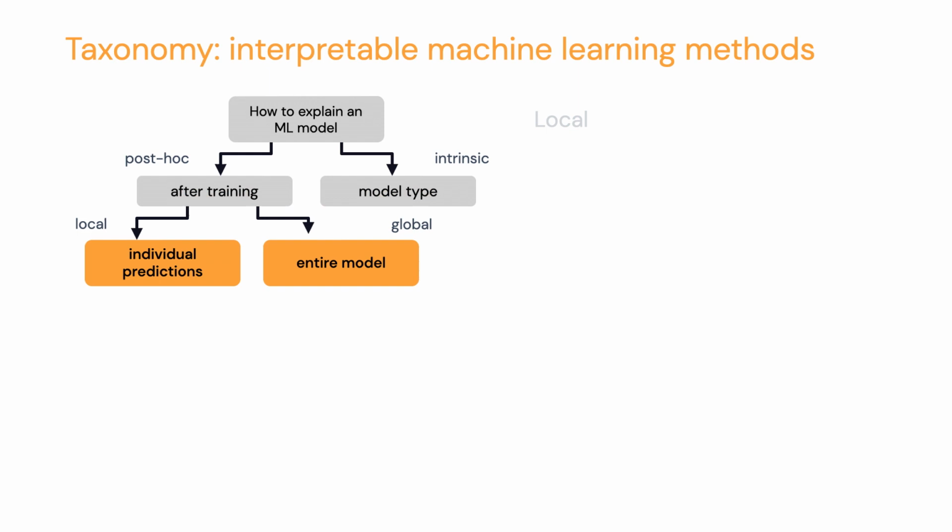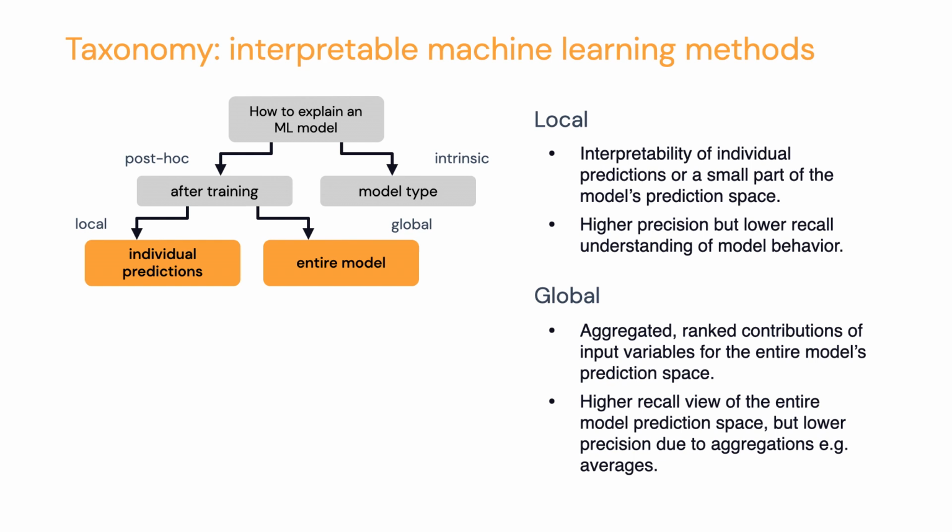Local or global interpretability. Local refers to whether the scope of interpretability is limited to individual predictions and/or a small part of the model's prediction space. These explanations tend to provide a higher precision view, particularly of individual predictions, but lower recall understanding of a model's behavior across all examples.